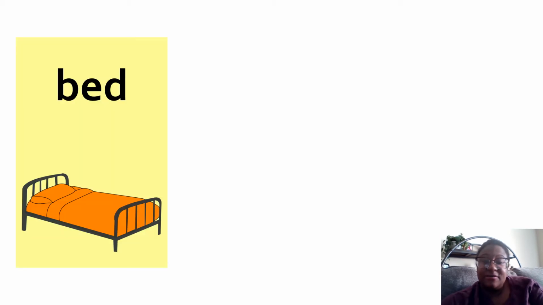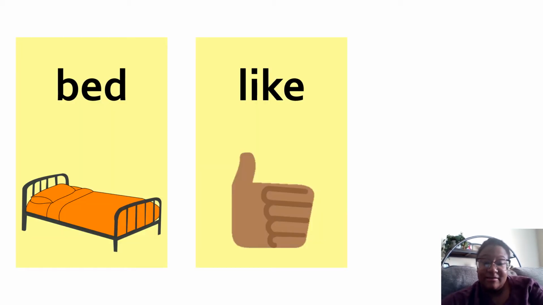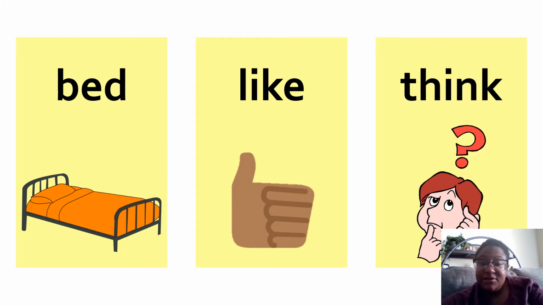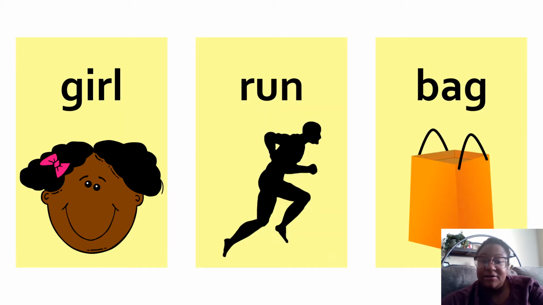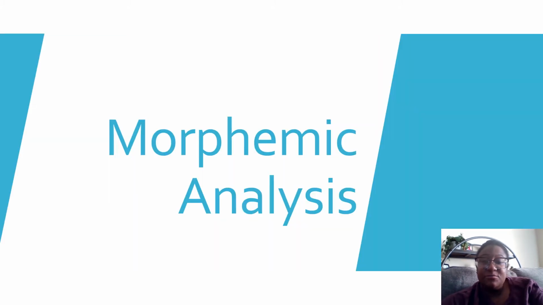Some examples of these words are bed, like, and think. We know these words and they are short, functional words. Some more examples of Anglo-Saxon base words are words like girl, run, and bag. Remember, these are words, but morphemes are not always words. A morpheme is just the smallest part of language that has meaning. So now that we know what morphemes are, and some examples of Anglo-Saxon morphemes that also happen to be base words, let's talk about morphemic analysis.